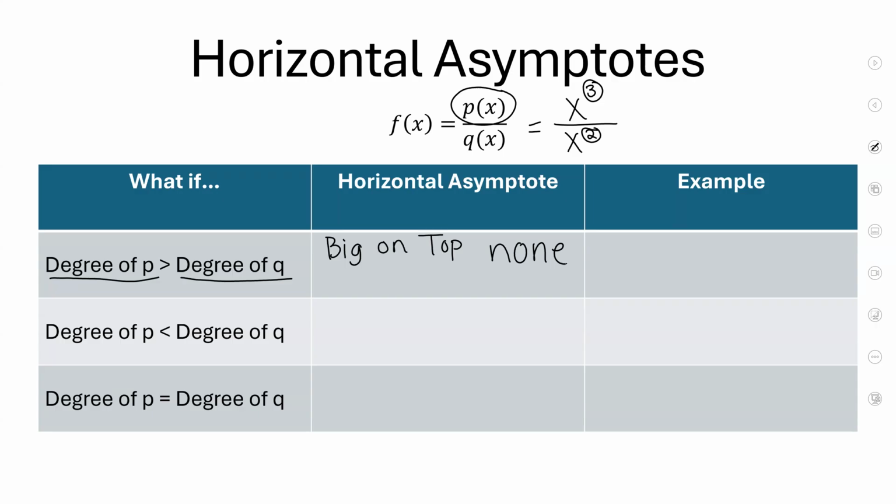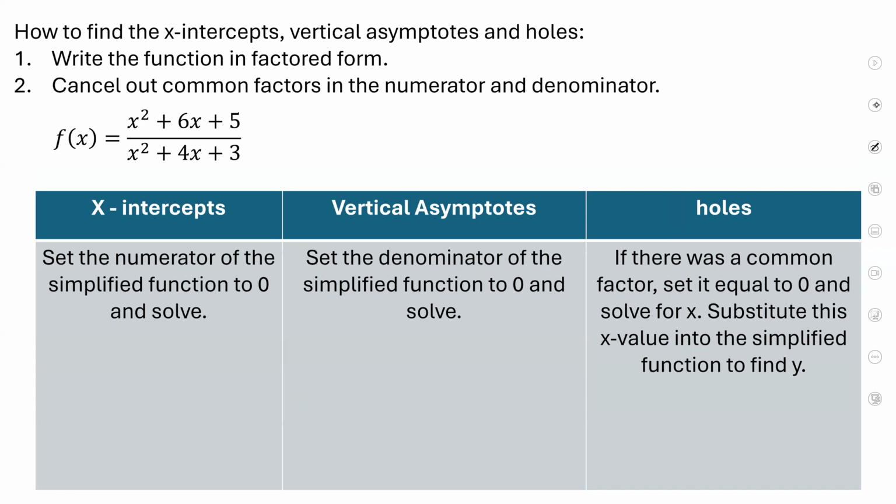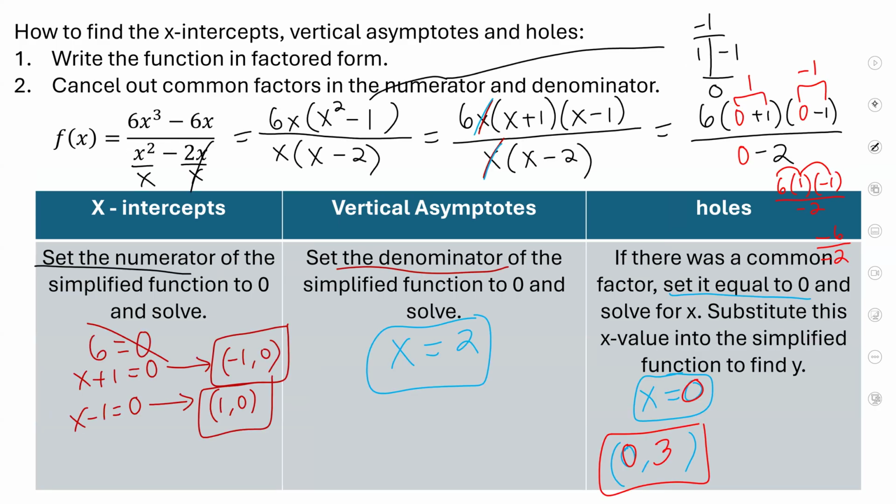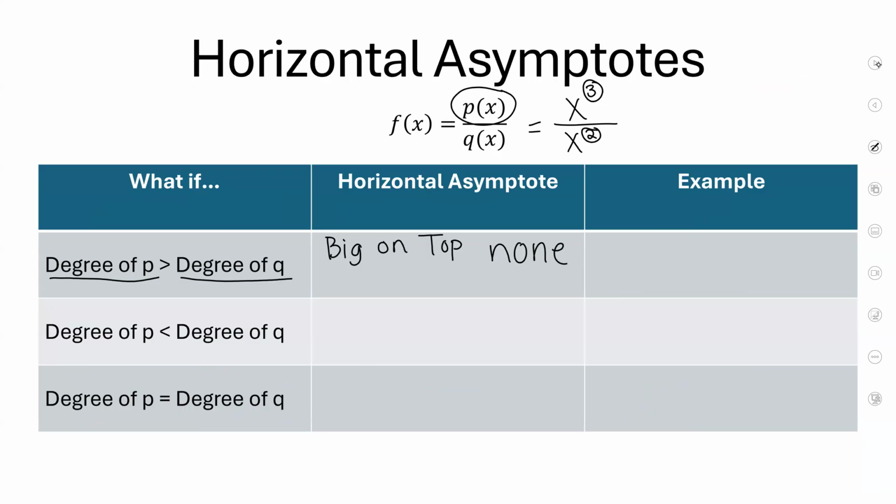And an example of this, let's go back to the examples we had in our notes. Let's see if there is one like this. Oh, this one right here. It's bigger on the top. This is the degree 3, and this was a degree 2. So this does not have a horizontal asymptote. Make sense? That's an example of one. So an example, I can put 6x cubed minus 6x over x squared minus 2x. It's bigger on top.